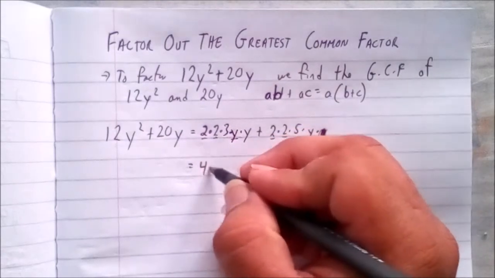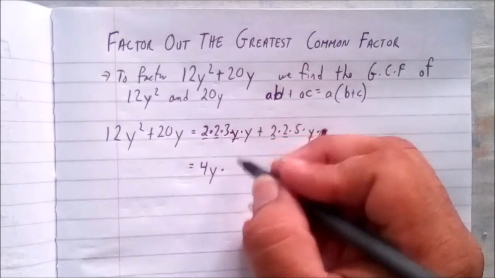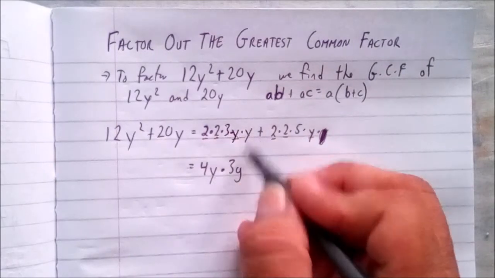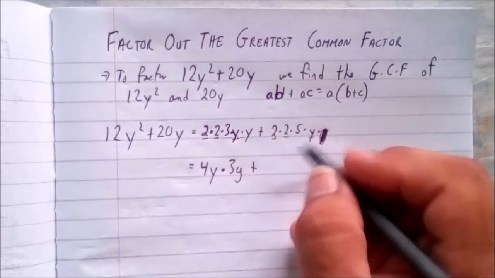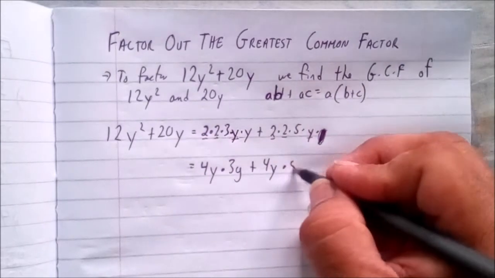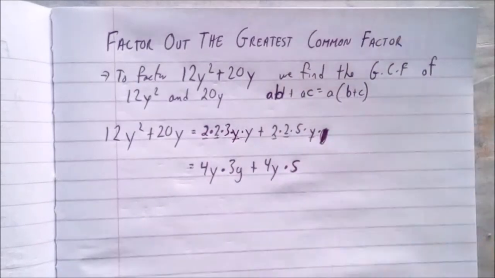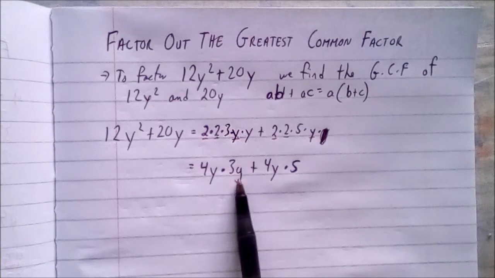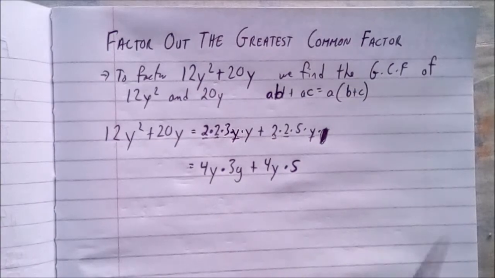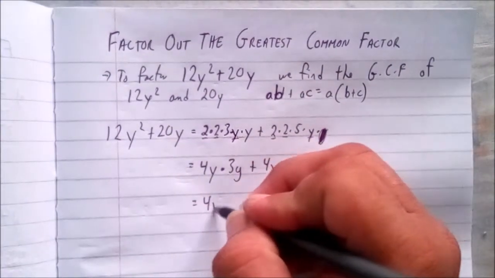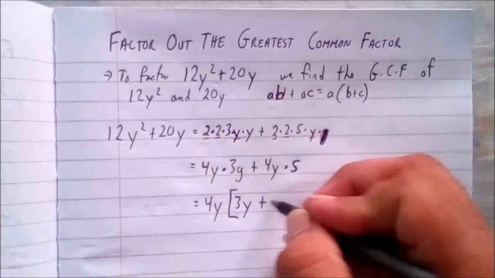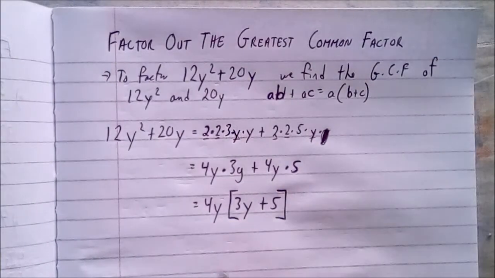that's 4y times 3 times y, 3y. Notice how we got that 2 times 2 times y here, 3 times y there. Now 2 times 2 times y, that's 4y, and then that's times 5 because there's 5 by itself. Now what is common in both this first term and this next piece of the expression? Well, they both have 4y, so therefore we can put that 4y, open bracket, 3y plus 5. So we have just factored it out.